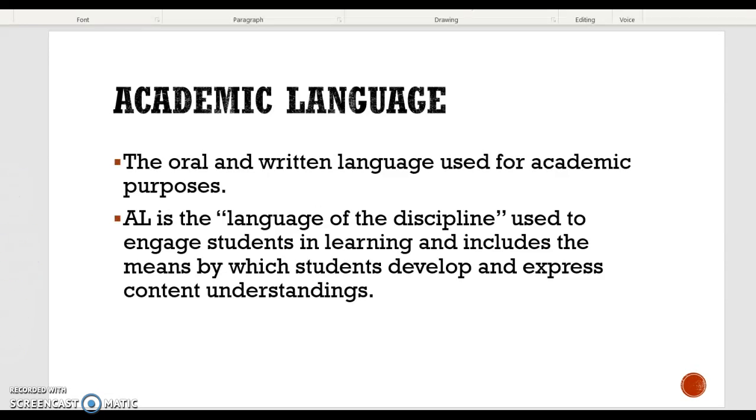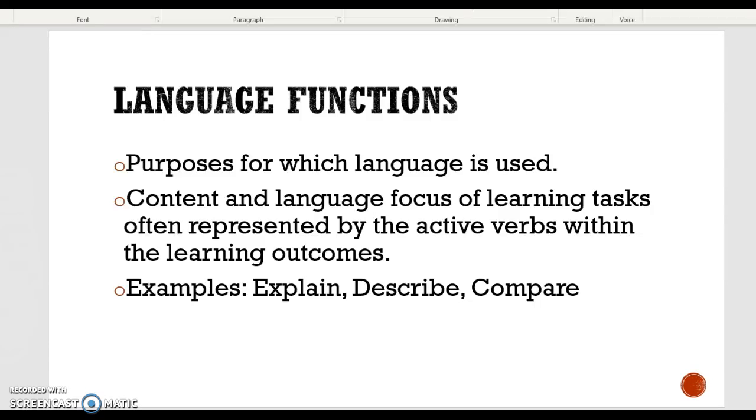Academic language uses the language demands and functions, and so it includes the language functions, which are the purpose for which language is used. It's also the content and language focus of learning tasks, often represented by the active verbs within the learning outcomes. So we use verbs like explain, describe, compare. In the lesson plan that I'm currently writing, for example, students are describing the steps of breathing. They're explaining the role of the respiratory system. They're comparing and contrasting the respiratory system with maybe the digestive system.